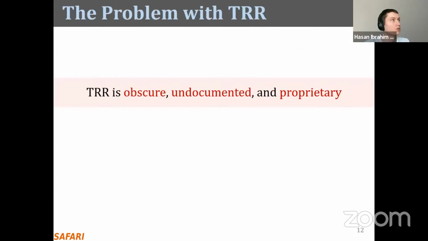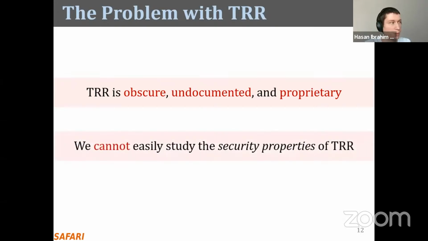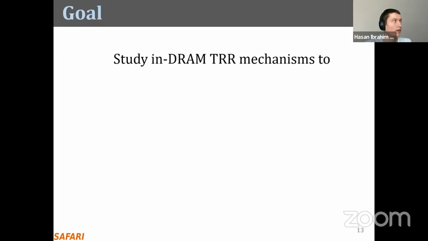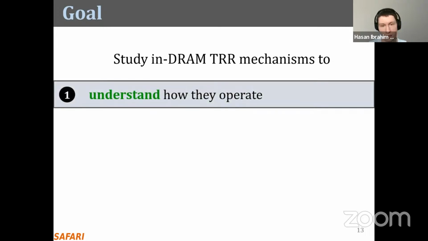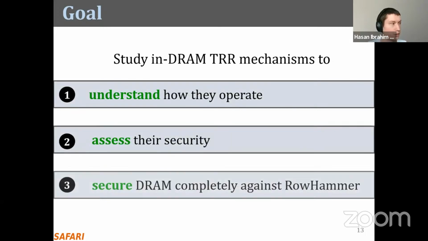Okay, so what is the problem with TRR? It is obscure, undocumented, and proprietary. And why is this a problem, really? It is because we cannot easily study the security properties of TRR, and the DRAM vendors do not provide these security guarantees. Okay, so our goal in this study is to study in-DRAM TRR mechanisms to understand how they operate, assess their security, and secure DRAM completely against RowHammer.